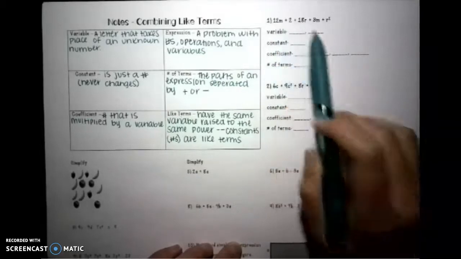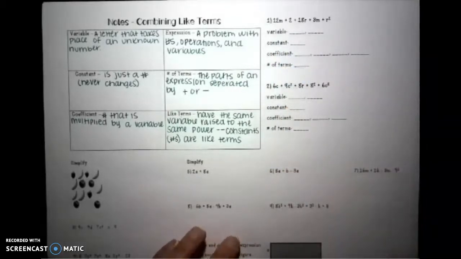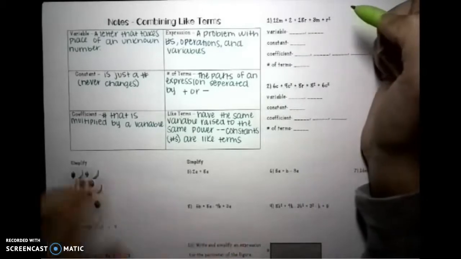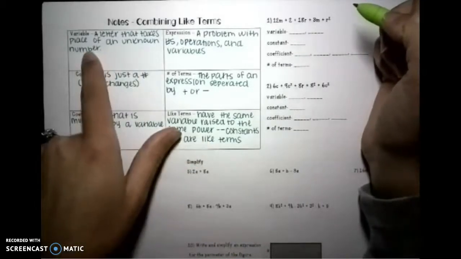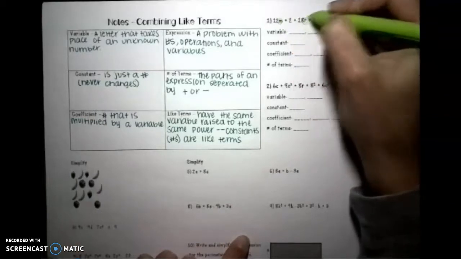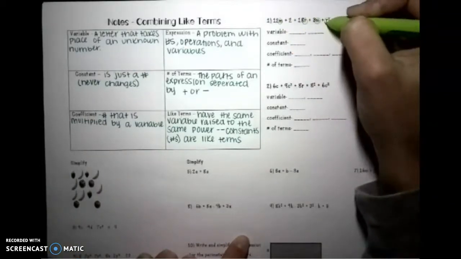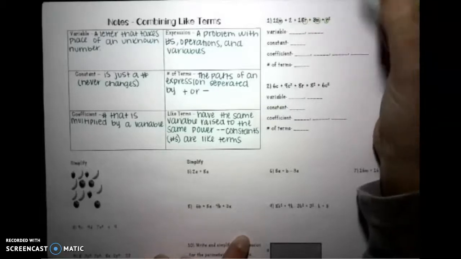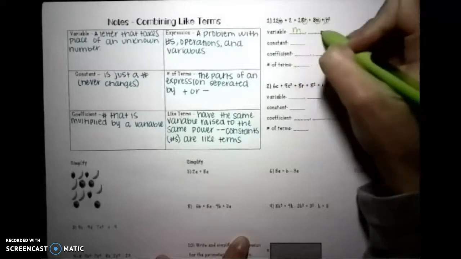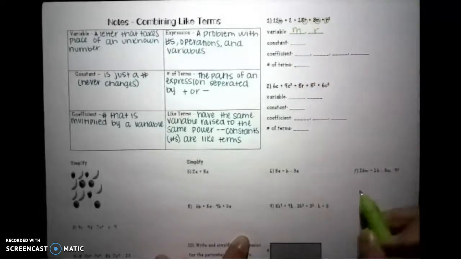So a variable. All right, guys, so we've been talking about this a good bit over the past few weeks. A variable is a letter that takes the place of an unknown number. So that would be any of these. We do not know what this number is, so it's taking the place of an unknown number. So our variables in this expression would be M and R.